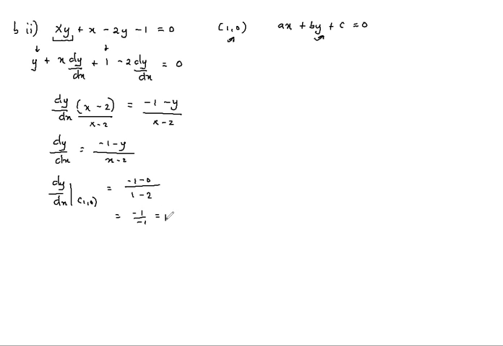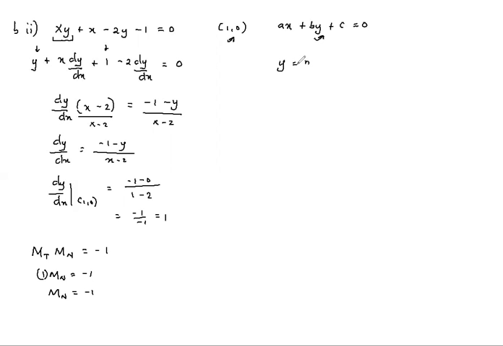This is our gradient. Now remember, this is the gradient of the tangent line. Remember, Mt, the gradient of the tangent, and Mn, the gradient of the normal, multiply to give negative 1. Now we have for the tangent 1, multiplied by the gradient of the normal is negative 1. So the gradient of the normal is negative 1 over 1, which is negative 1. Now we have the gradient, and you can find the equation.